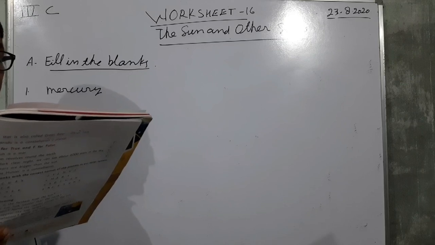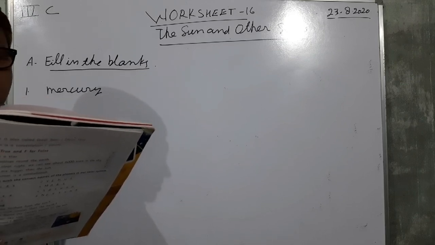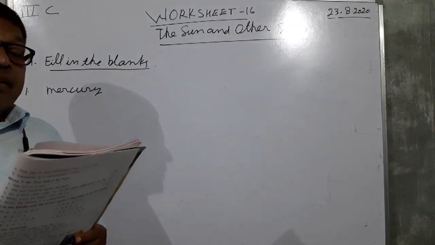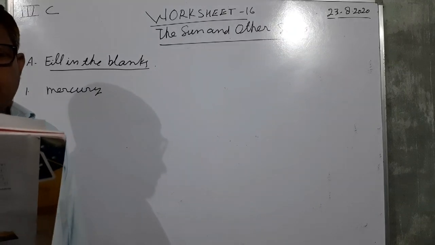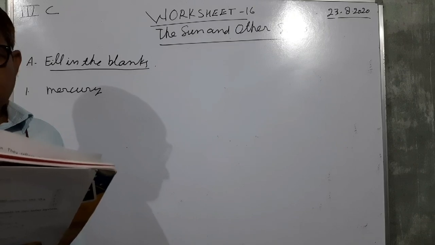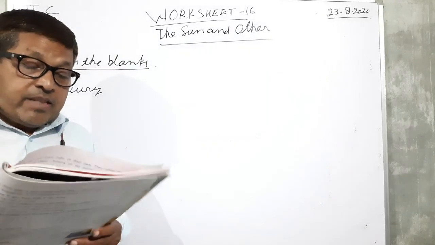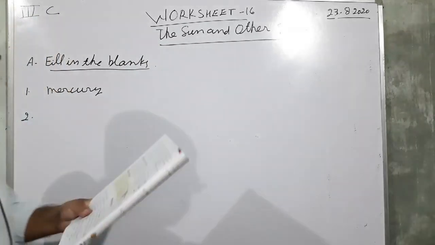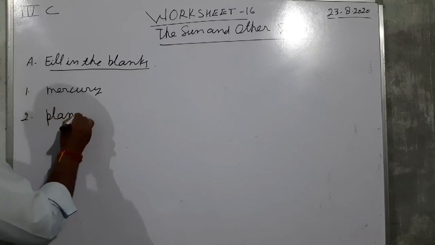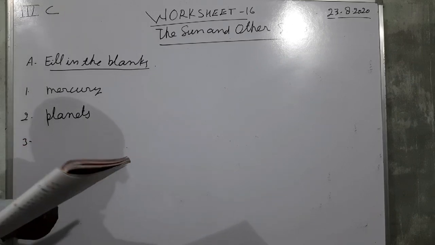Now next, the sun and its family of 8 make up the solar system. So what do we fill here? The sun and its family of 8 planets. Second one, planets.